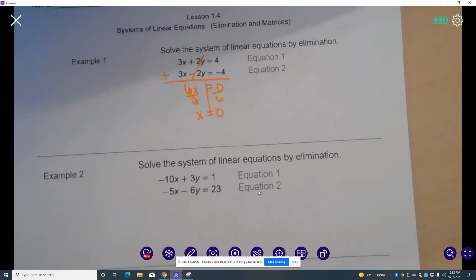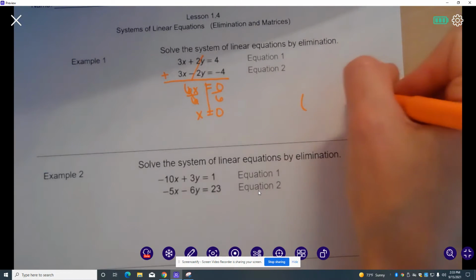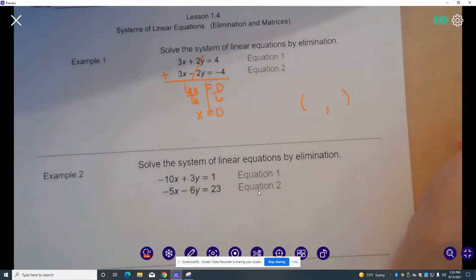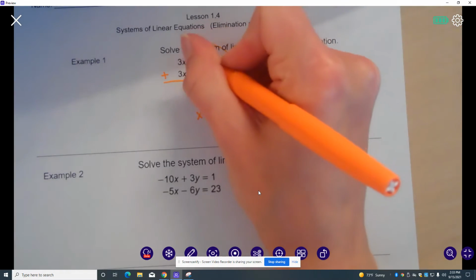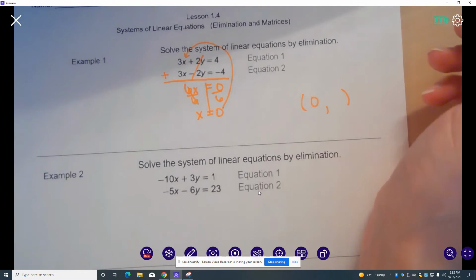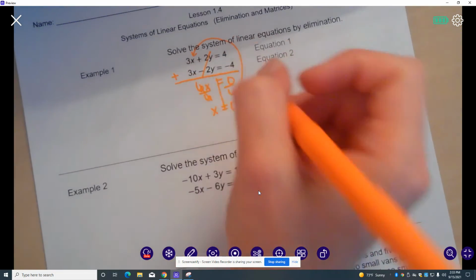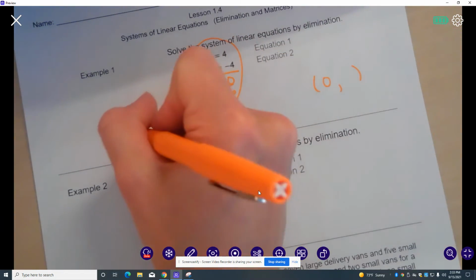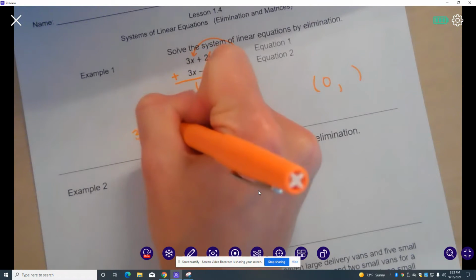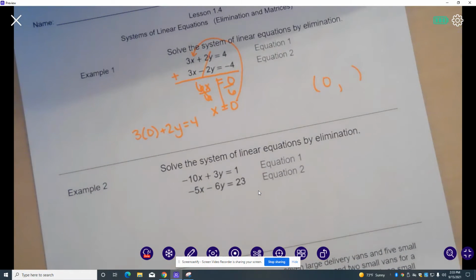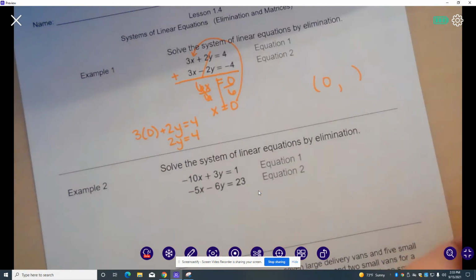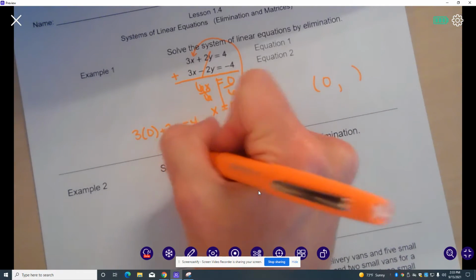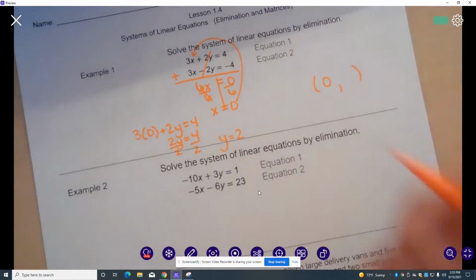Now I'm not done. I still need my y value. Remember, when we solve our system, we need the values of both variables. So I have x. I now need y. So I can take my x value and plug it back in to one of my equations above and then solve for y. So when I plug 0 in for x, I get 3 times 0 plus 2y equals 4. 3 times 0 is 0, so I'm just left with 2y on the left equals 4. Divide both sides by 2, and I get that y is equal to 2.